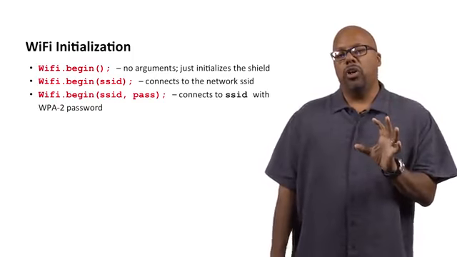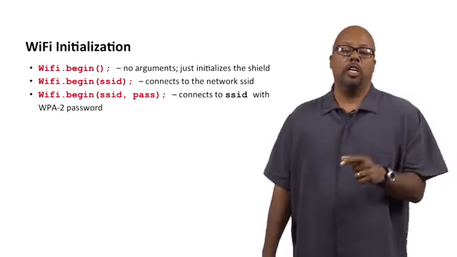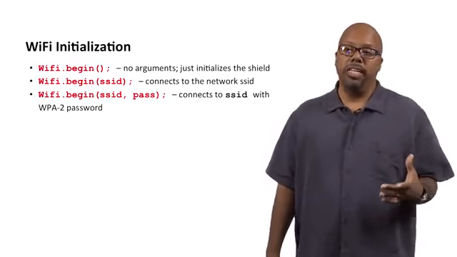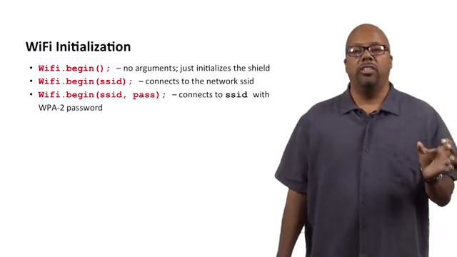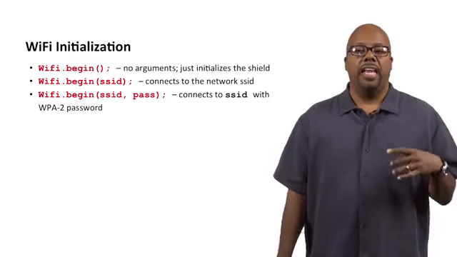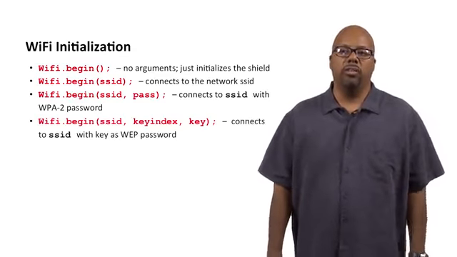Now, you can also call WiFi.begin with two arguments. The first argument is the SSID. The second argument is the password. Now, you would use this if the network used WPA2 encryption and it required a password. So you'd pass the password as an argument so that you could connect to the network.